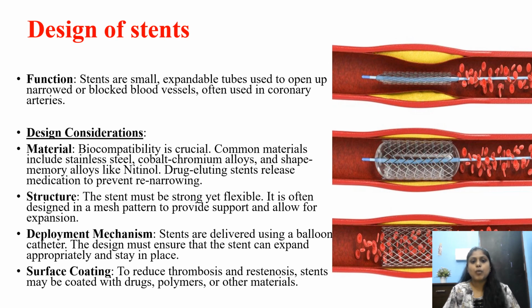Design of stents. Function: stents are small expandable tubes used to open up narrowed or blocked blood vessels, often used in coronary arteries. So this is how the stent looks like. This is placed in the blood vessels.